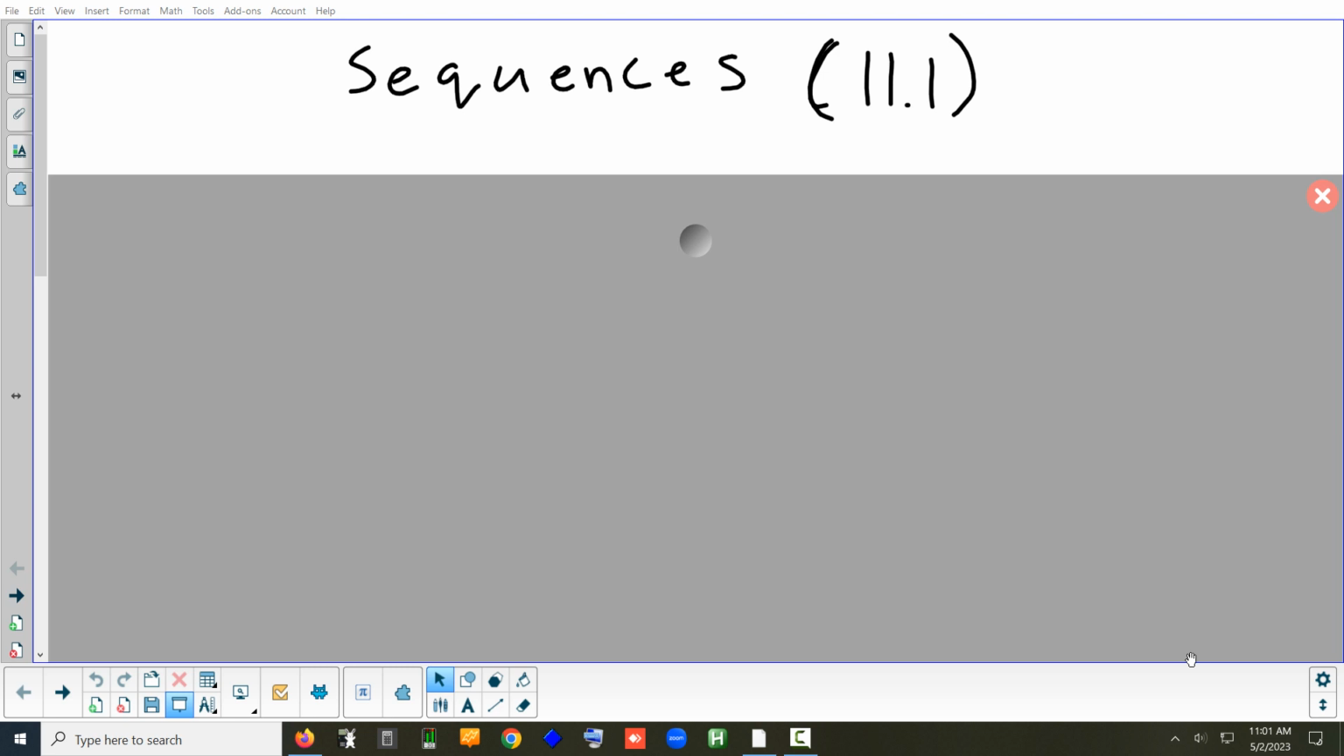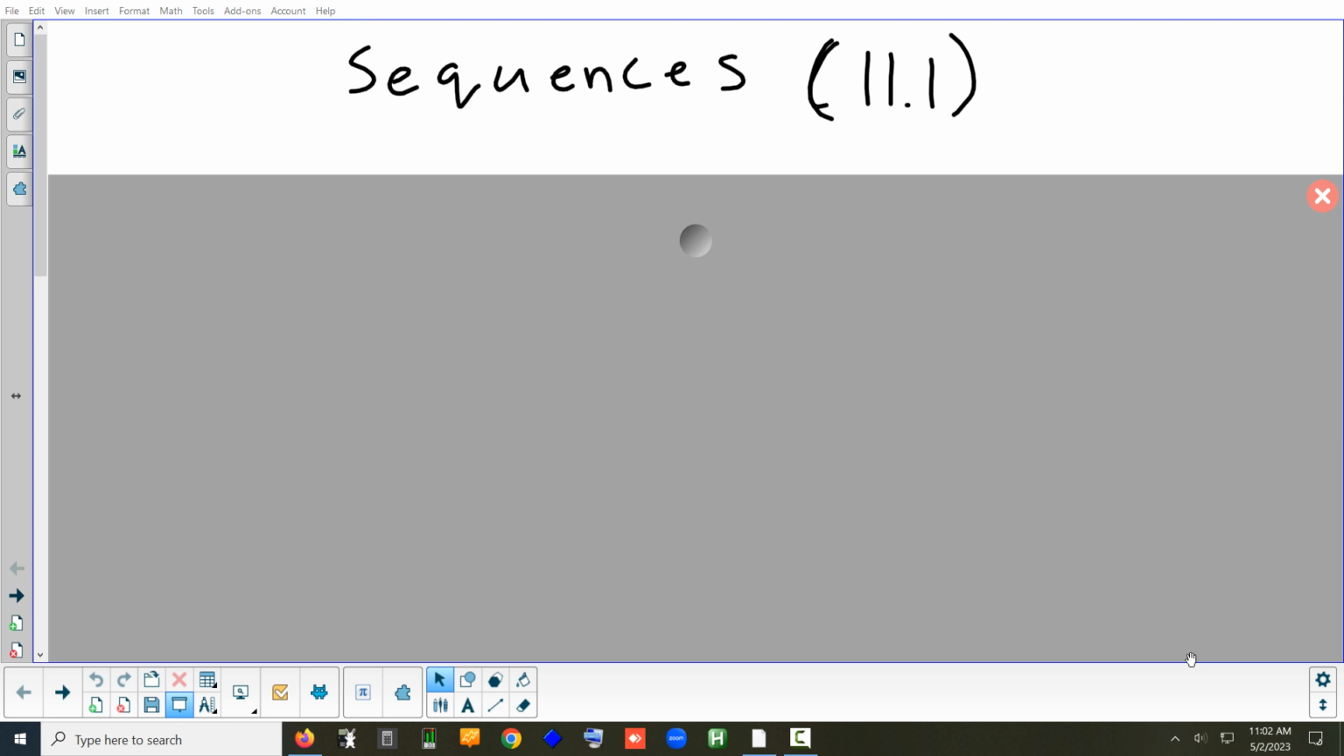So last chapter that we're going to take a look at is chapter 11. Chapter 11's got a few different topics in it. The first two sections are on what we call sequences. That's the first section. And then a series. That's the second section. So a sequence is basically a list of numbers.